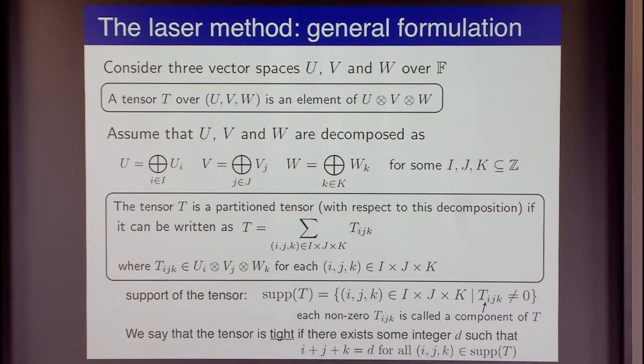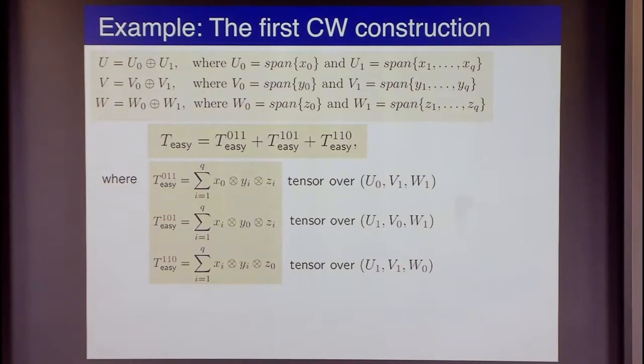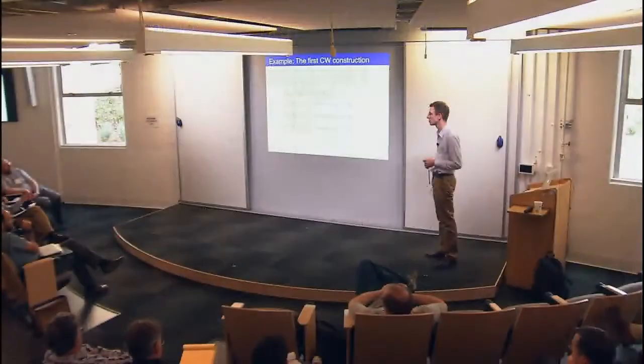What's a tensor that's not partitioned? Yes. So any tensor has a trivial partition. To fix the decomposition, you ask if you can partition it with respect to this decomposition. But you're right, any tensor has several trivial ones. So tight depends on the partition. Yes, you fix your partition.